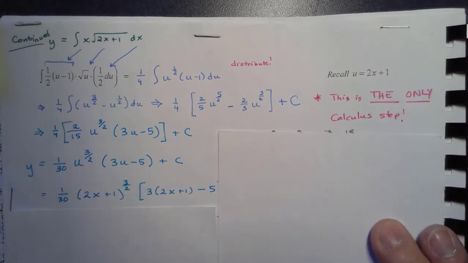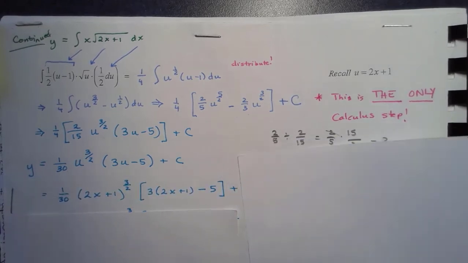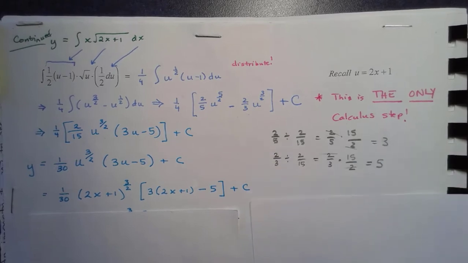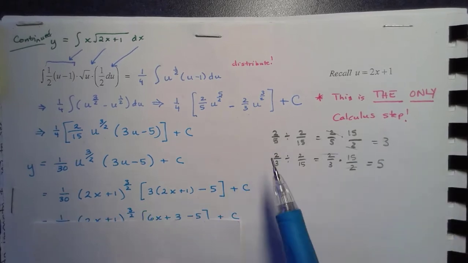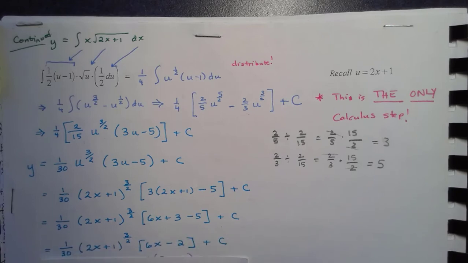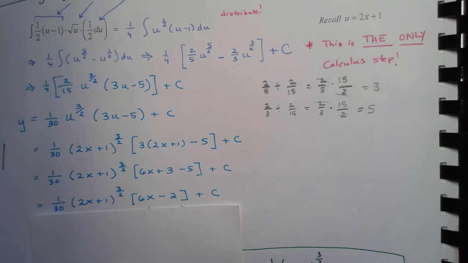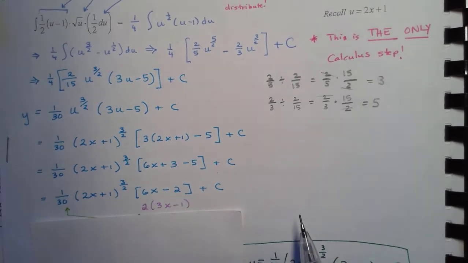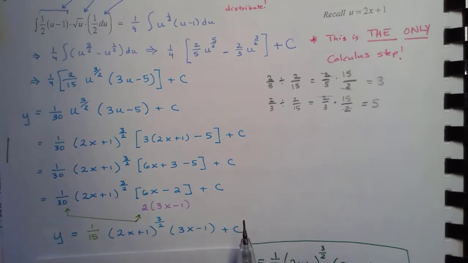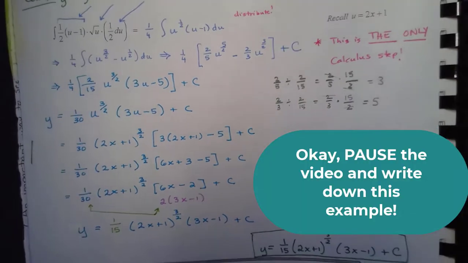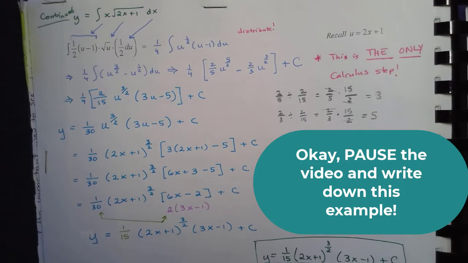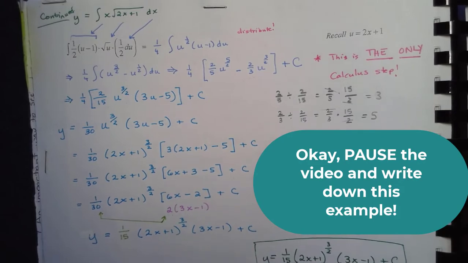So now I'm going to substitute back in for u, and I see that, oh my goodness, we have all kinds of work we need to do here. So we're going to distribute the 3, combine similar terms, and once again, I have more algebra that we can do. We can factor a 2 out of here. And that 2 can come down here with the 1/30, and we get the answer. So pause and write down all this work before we continue the video.